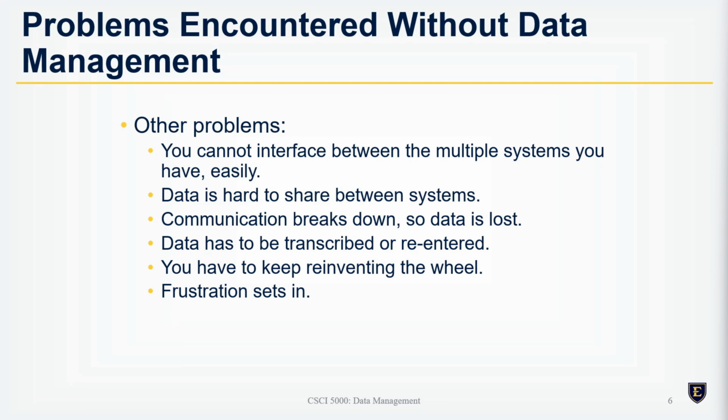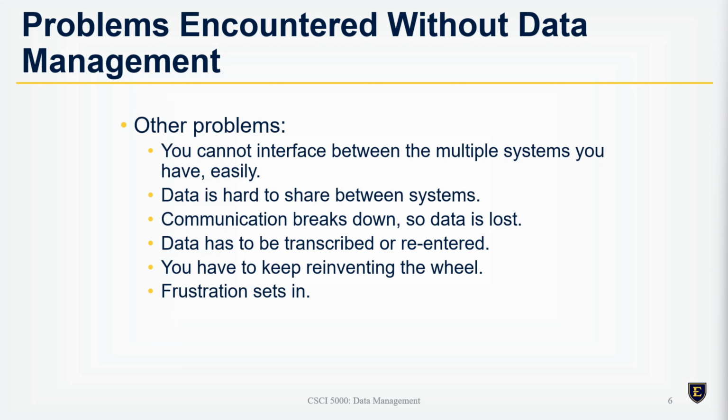The third thing is communication breaks down, so data is lost. Once communication breaks down, information is not transferred properly. So without true data sharing, it becomes impossible for departments to keep the information they need or get the information they need to carry out their jobs effectively.